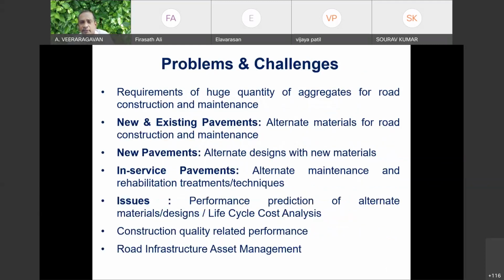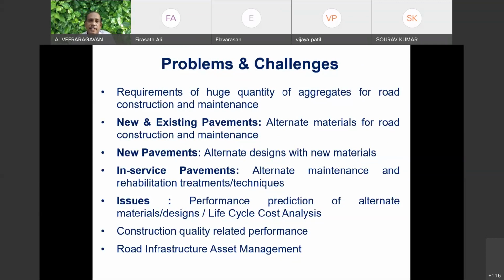So we require, as I was mentioning, a huge quantity of aggregates for construction as well as for maintenance, both for new construction as well as improvement of an existing pavement, which means, as I was mentioning, we should consider alternate materials. In the case of new pavements, alternate designs.